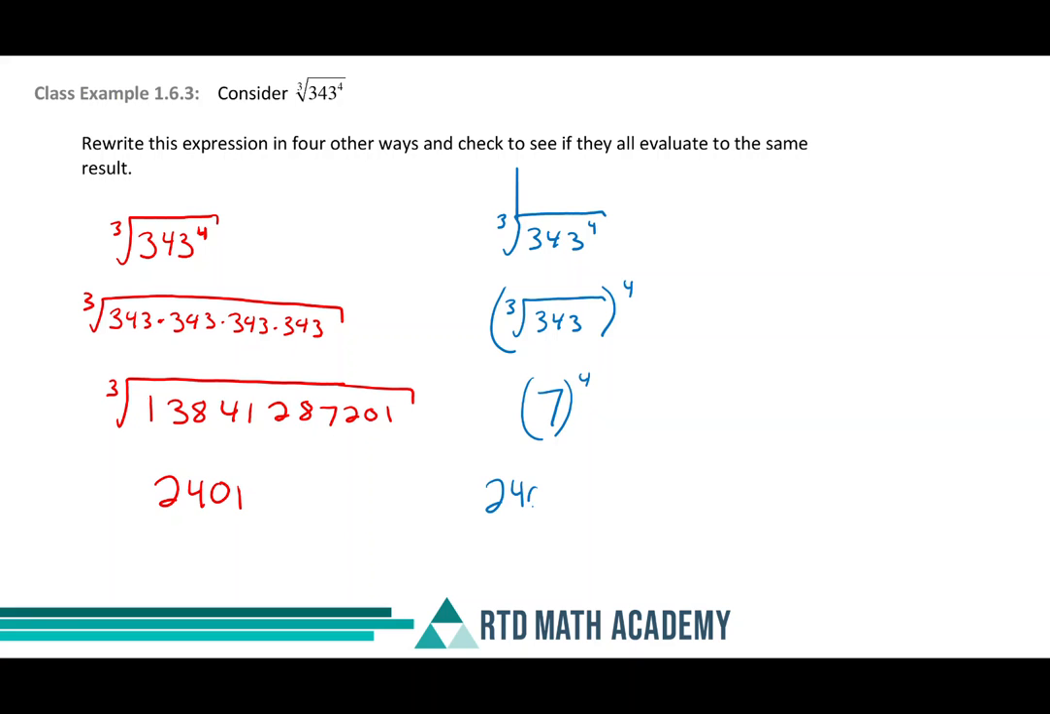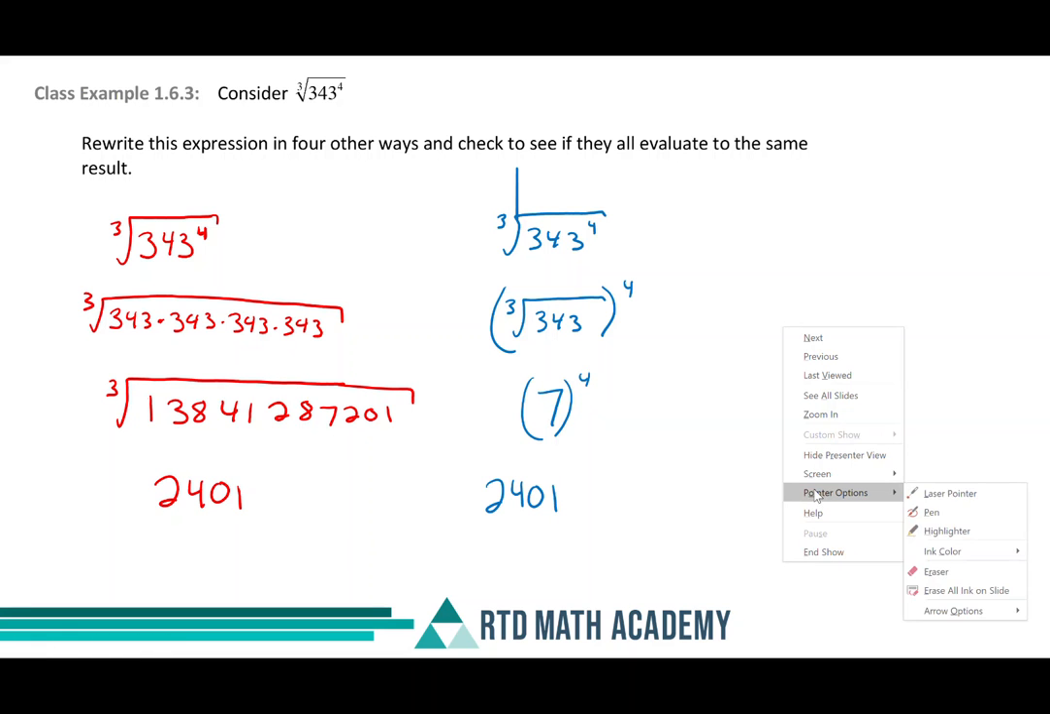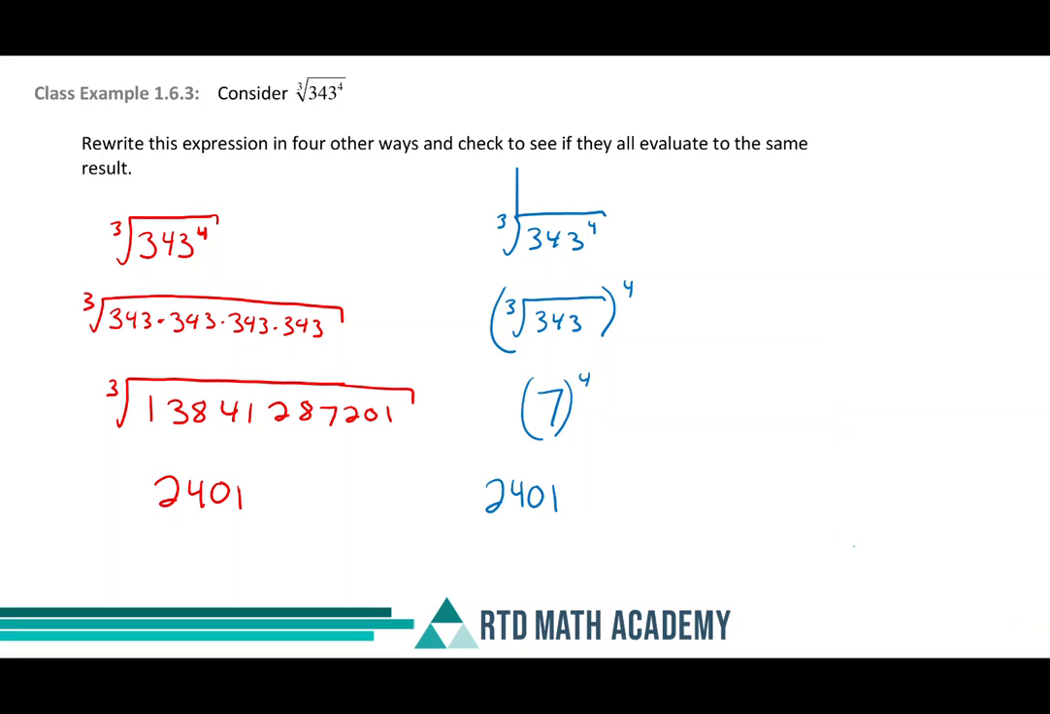It also comes out to 2,401. I don't know about you, but I definitely think that the second one is a lot easier. But go ahead, whatever you like to put in your calculator.